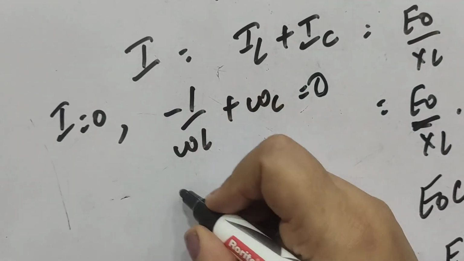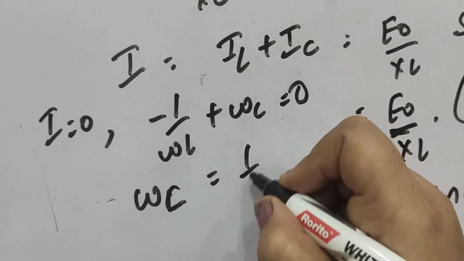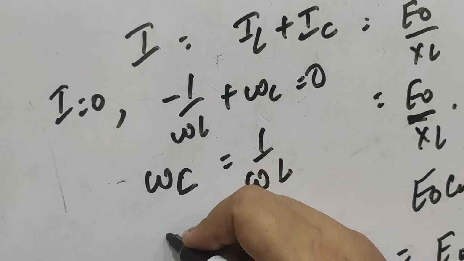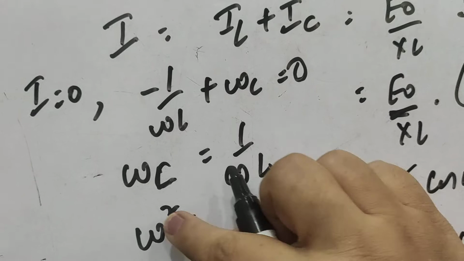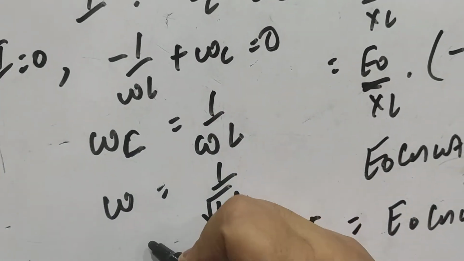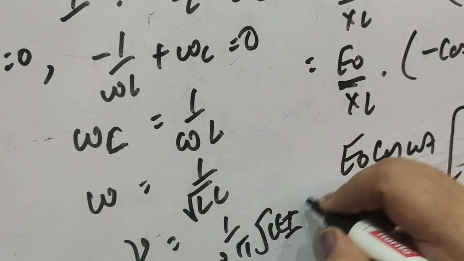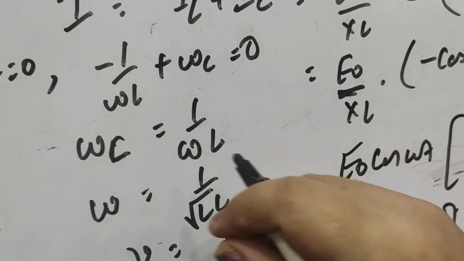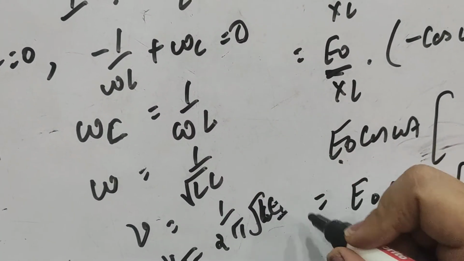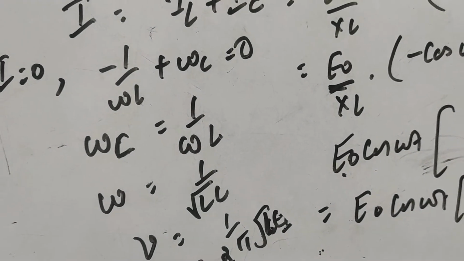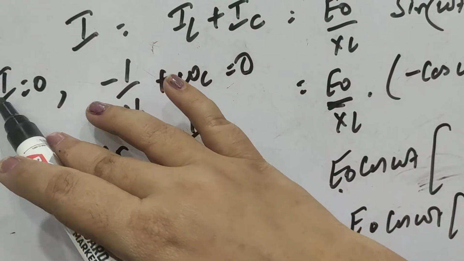Or we can say omega C is equal to 1 upon omega L, or omega is equal to 1 by root LC, if we remove this omega square. Accordingly we can get nu, as we have done earlier, as 1 upon 2 pi root of LC. Now you can see that the current is minimum, and this frequency that we get is equal to the resonance frequency of the circuit. So we can say that at resonance frequency, in a parallel resonance circuit, the current is minimum.